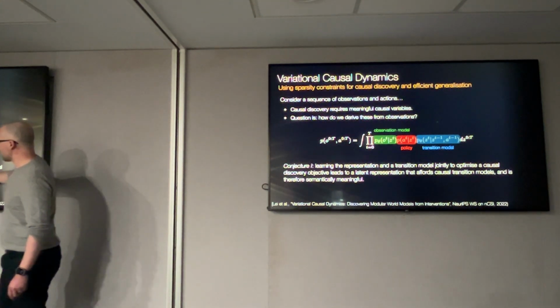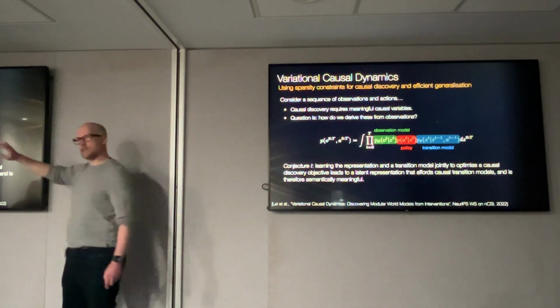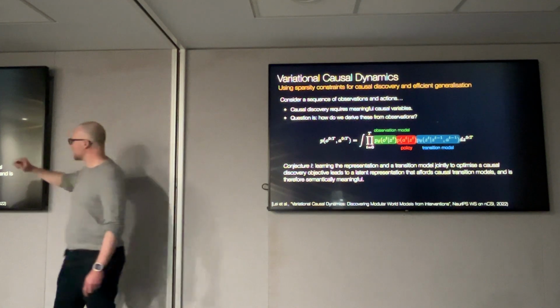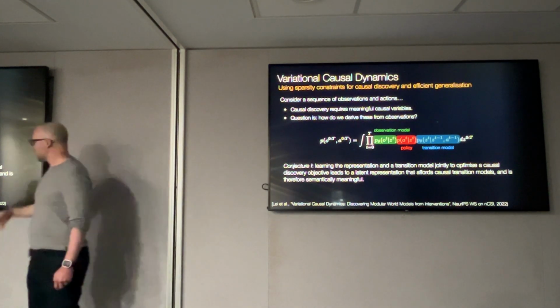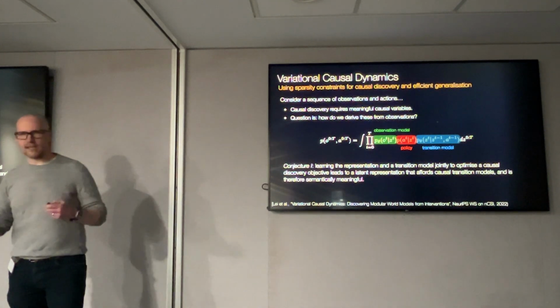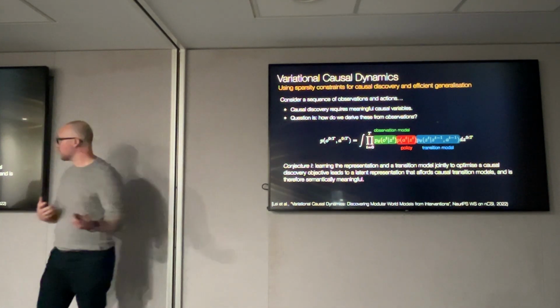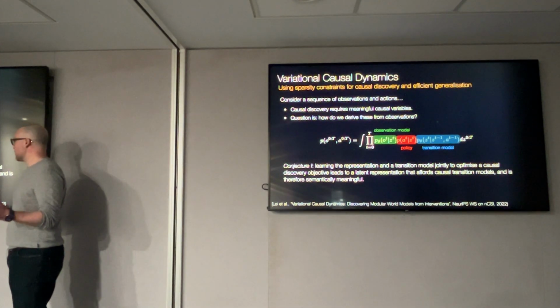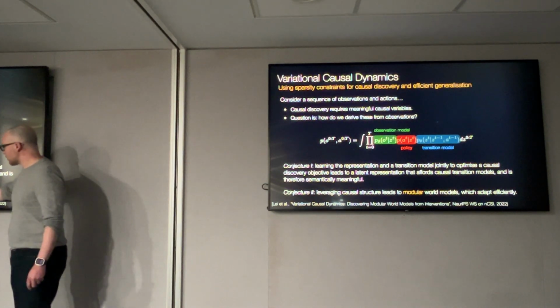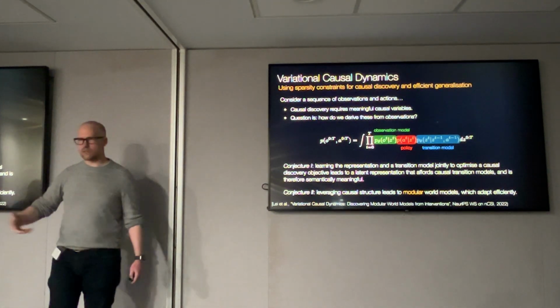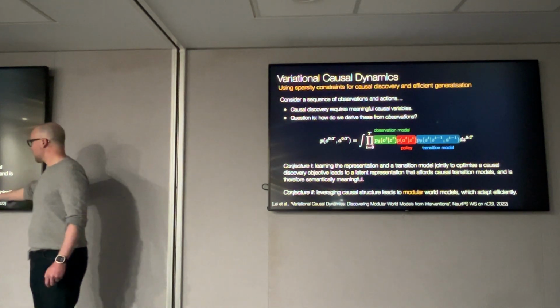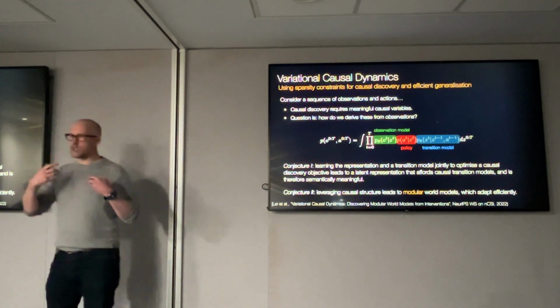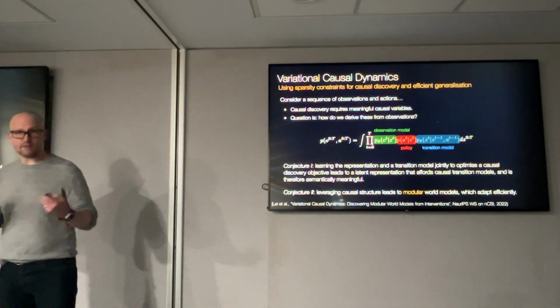The first conjecture is that if we think about it with a causal inductive bias, we should end up with a representation that is more semantically meaningful because we train the representation together with the transition model. And the second conjecture is that because we do this via these causal inductive biases, we should end up with a modular world model, which means that it should adapt efficiently by reusing stuff that it already knows about.